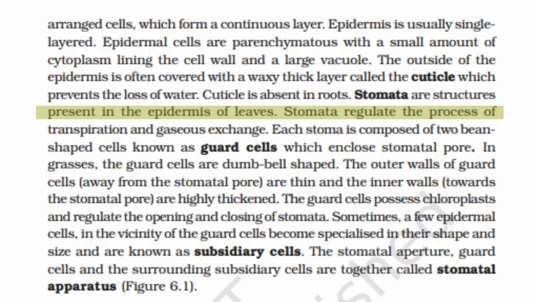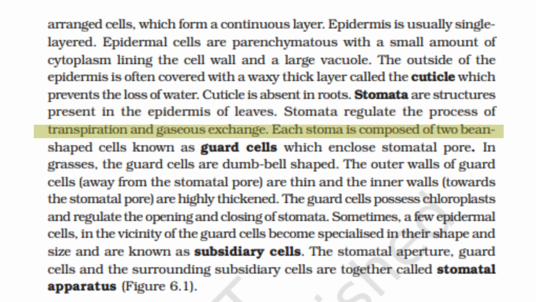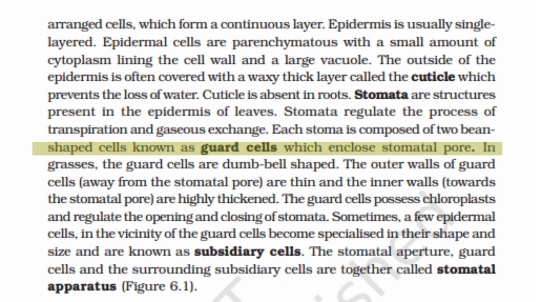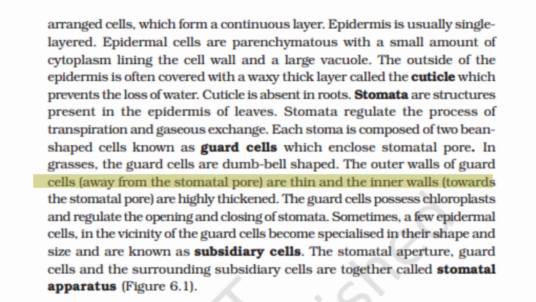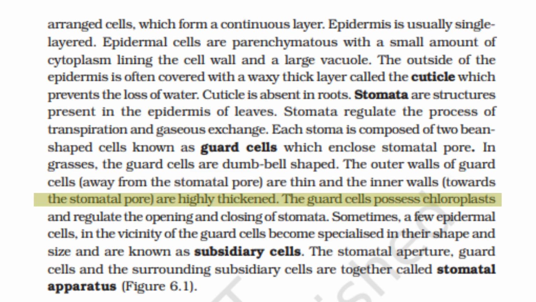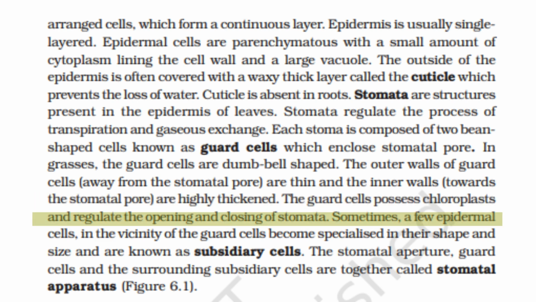Stomata are structures present in the epidermis of leaves. Stomata regulate the process of transpiration and gaseous exchange. Each stomata is composed of two bean-shaped cells known as guard cells, which enclose the stomatal pore. In grasses, the guard cells are dumbbell-shaped. The outer walls of guard cells away from the stomatal pore are thin, and the inner walls towards the stomatal pore are highly thickened. The guard cells possess chloroplasts and regulate the opening and closing of stomata.